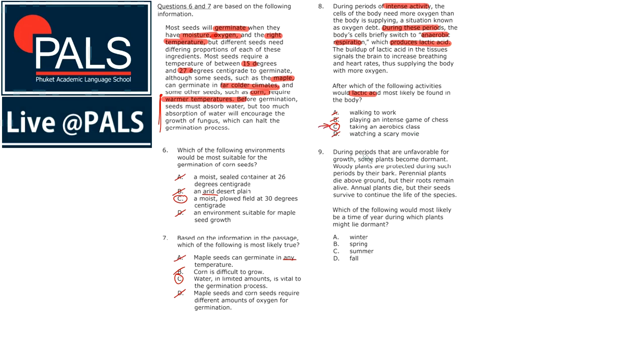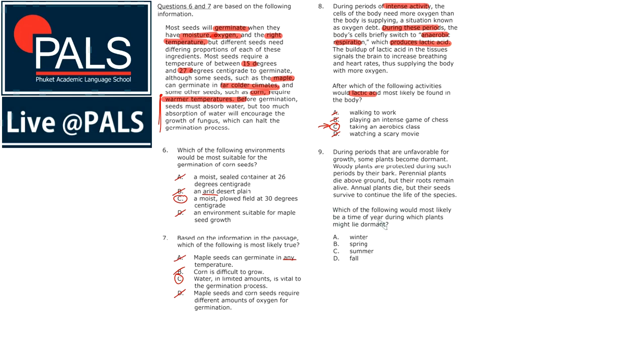should be C. During periods that are unfavorable for growth, some plants become dormant. Woody plants are protected during such periods by their bark. It's the outer layer of a tree, the bark. Perennial plants die above ground, but their roots remain alive, such as onions or potatoes. Annual plants die, but their seeds survive to continue the life of the species.